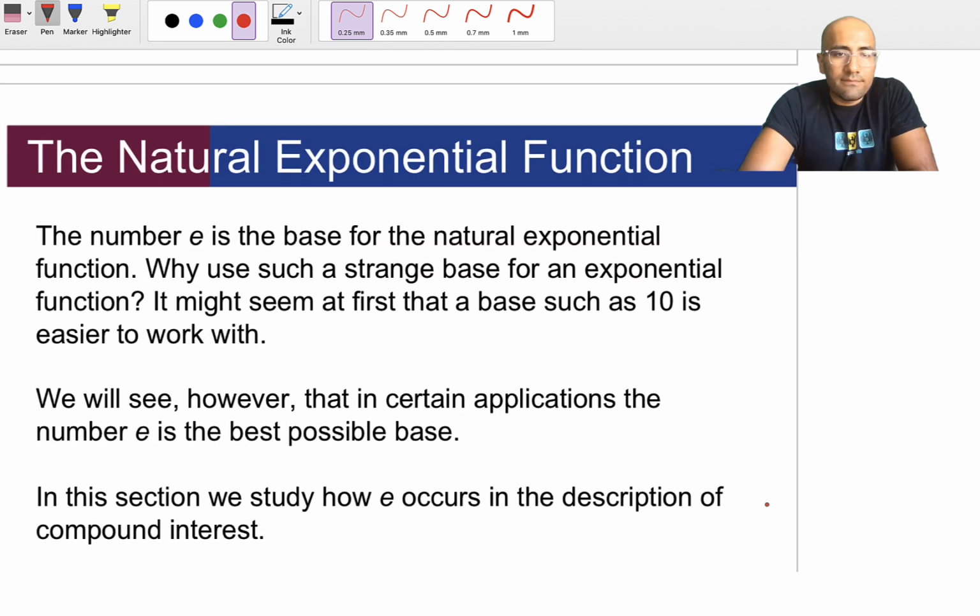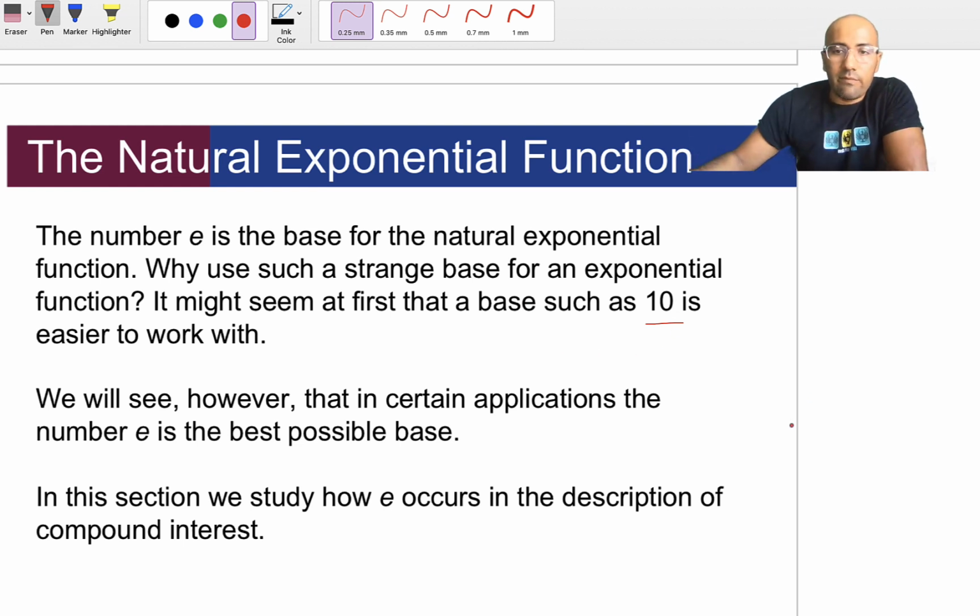Okay, the number e is based on the natural exponential function. Why use such a strange base for an exponential function? It might seem at first a base such as 10 is easier to work with, right? Base 10 is easy to work with because we have a base 10 number system, which is what we're used to, right?